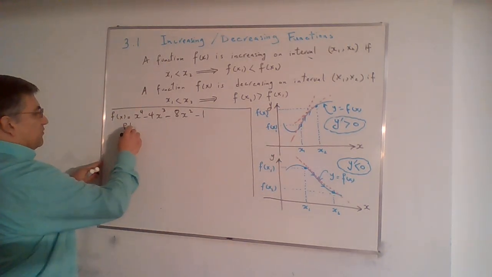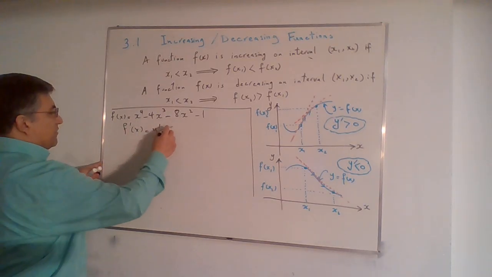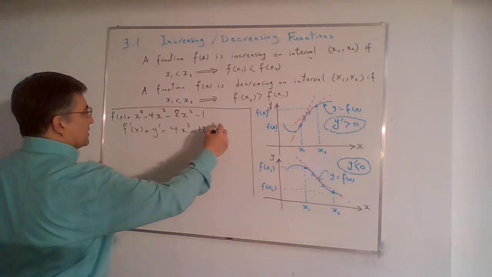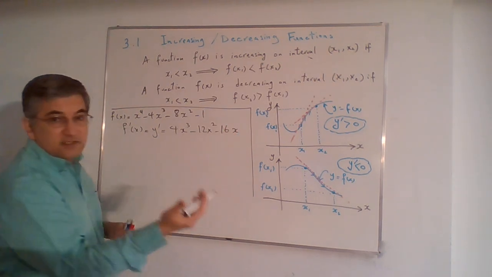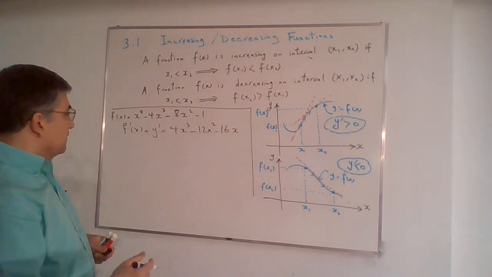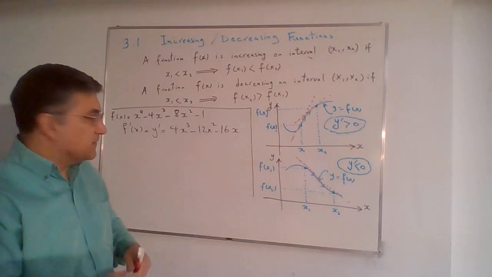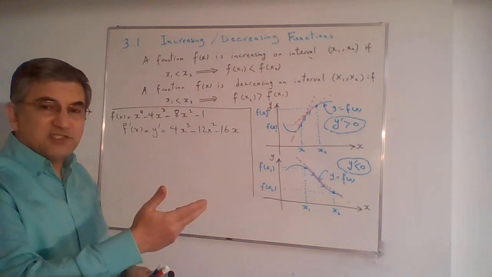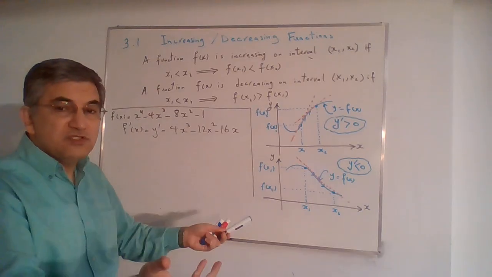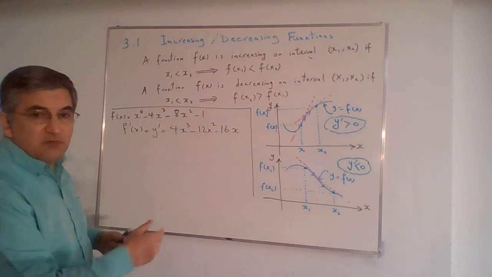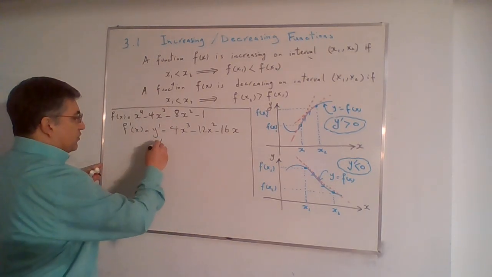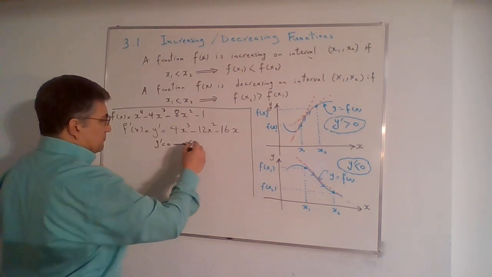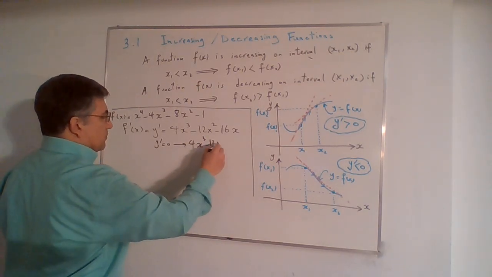So I'm going to go f prime of x, or actually y prime, equals 4x cubed minus 12x squared minus 16x, as you very well know. Now, we have to determine over what interval this cubic polynomial is positive or negative. For this purpose, we're going to set the derivative equal to 0. When I do that, let me show the work.